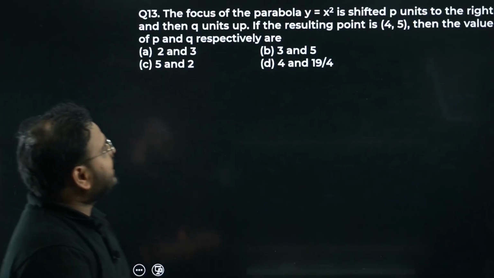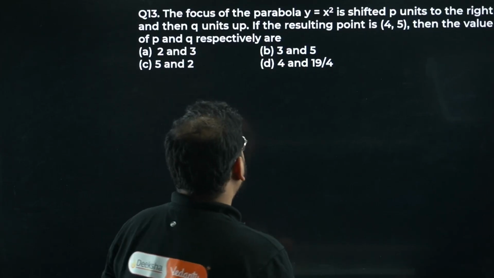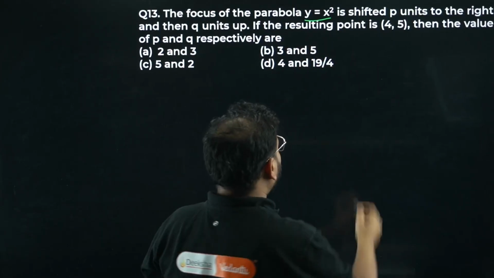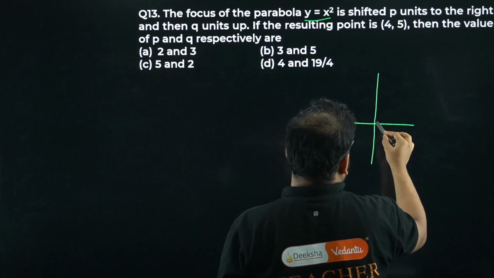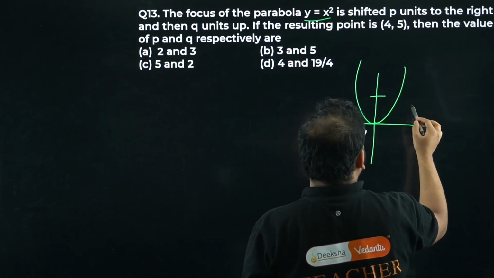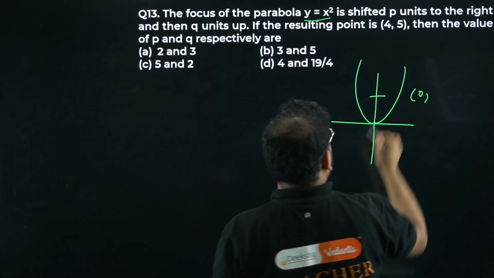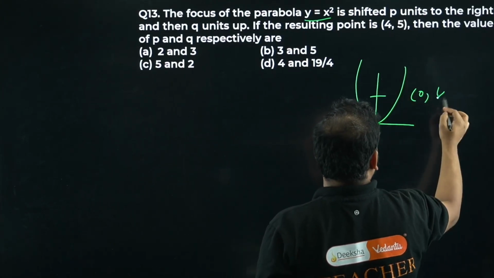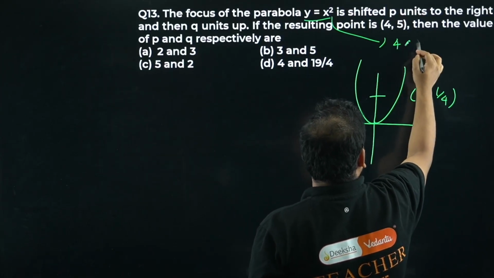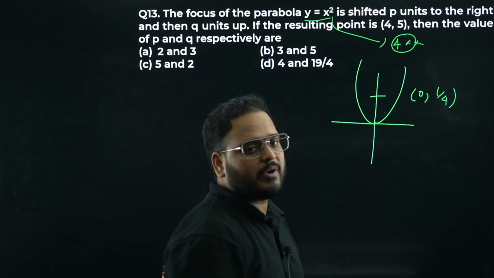Question number 13 now. The focus of the parabola y equals x square is shifted p units to the right. First, let's do one thing. Forget about the shifting and all. First, find the focus of the parabola. It is symmetric about the y-axis. What is the focus over here? Focus is going to be 0 comma something, x is 0, right? The y value, compare here with 4a. If you compare this with the standard form, 4ay should be there, right? It means 4a equals 1.